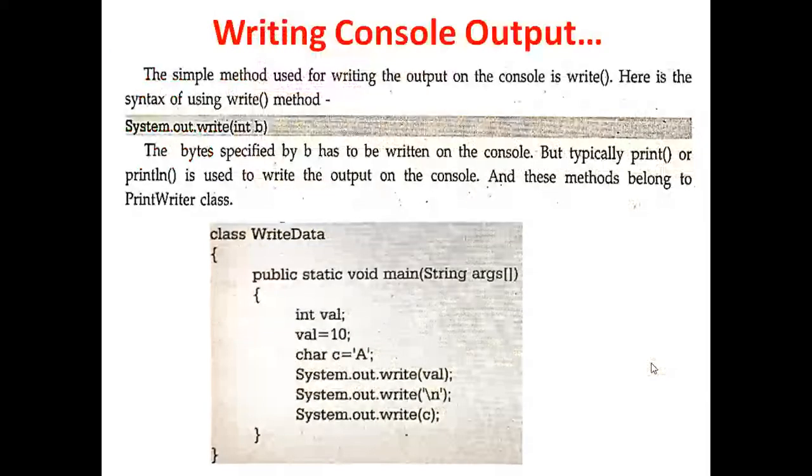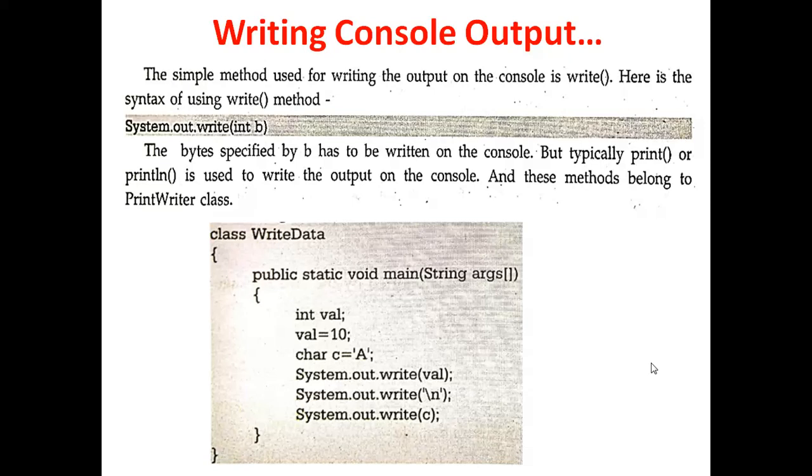Now we want to write something on the console. Until now we have seen how to read from the console. Now we'll see how to write on the console. The simple method used for writing output on the console is write. Here is the syntax for using the write method: System.out.write, and in brackets the arguments which we want to write on the console. The program below shows an example of writing a variable on the output console.